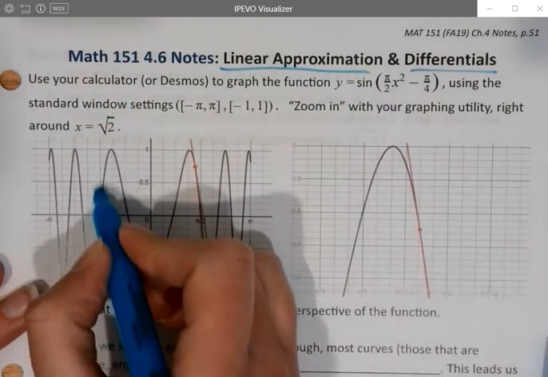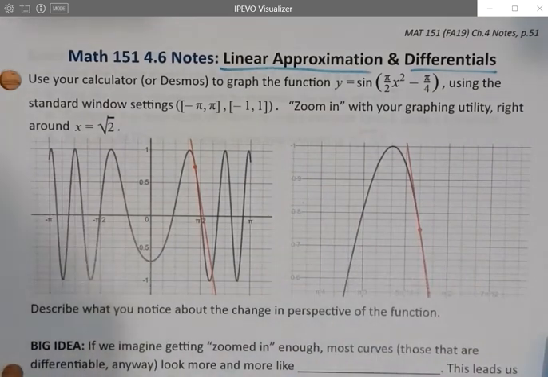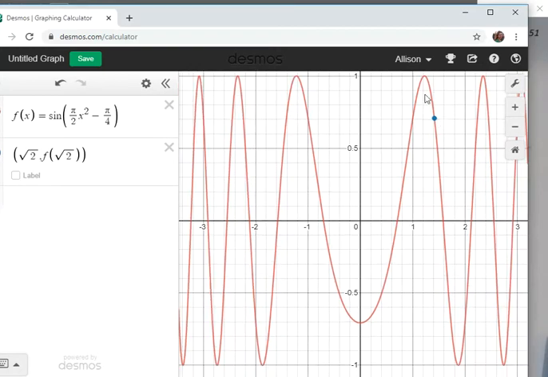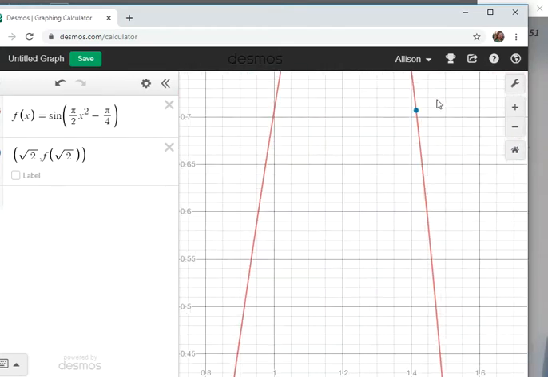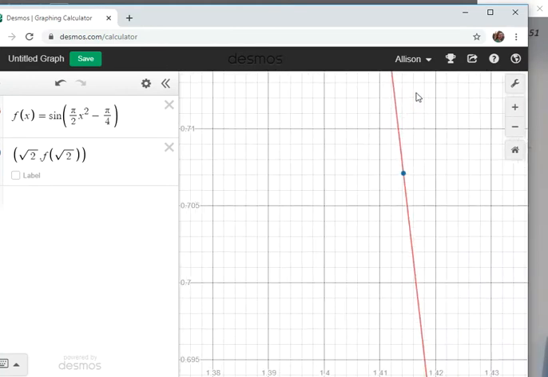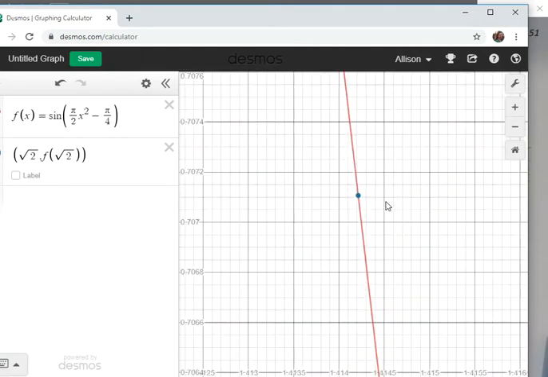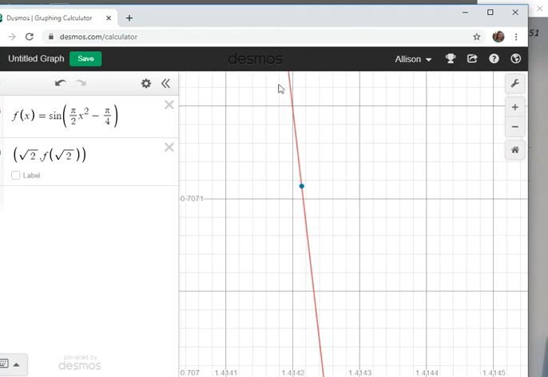The first thing we're going to do is take a look at this graph of this function, which I've got graphed in another window on Desmos, and it asks us to zoom in around the square root of 2, so I plotted that point right there. If I zoom in close enough to that point, what we notice is that the function starts to not look like a curve anymore. It starts to become like a line. It looks linear. It looks pretty much like a straight line right here.